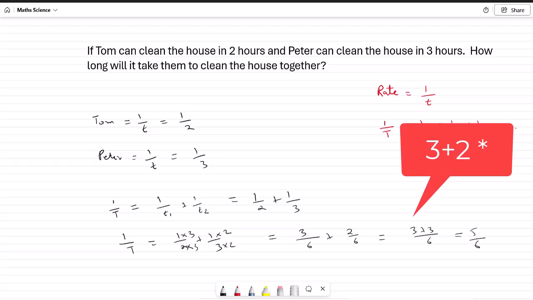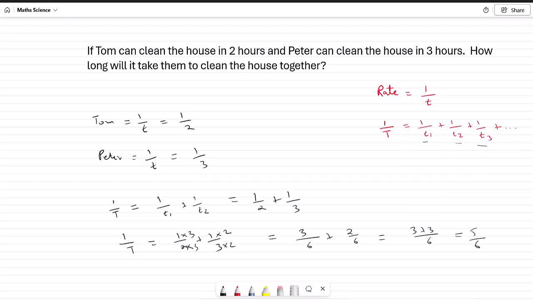So 1 divided by t equals 5 divided by 6. That means if you want to find t, you just flip this. You just take the reciprocal of this, so it becomes 6 divided by 5. And if you divide 6 by 5, it's just 1.2 hours.